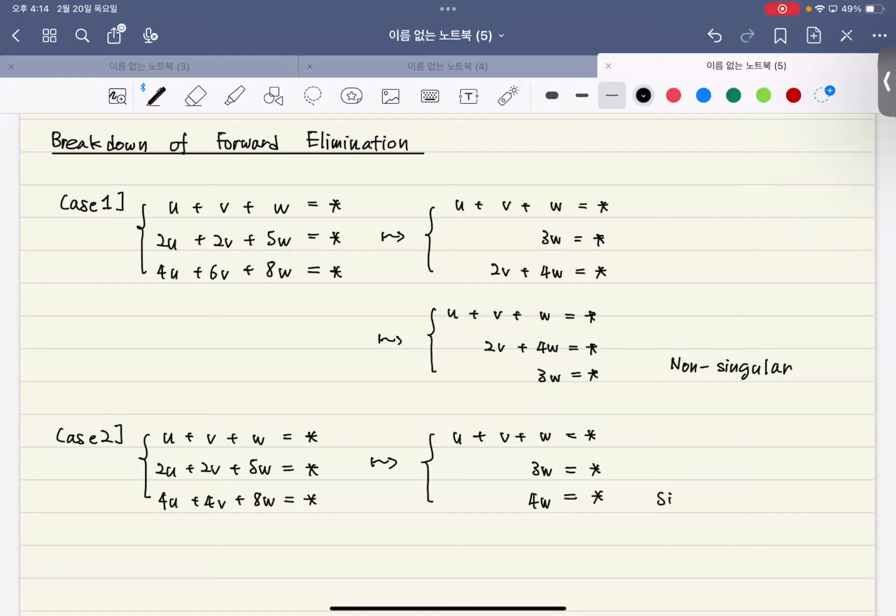So this is a singular case. By singular case, I mean you are not able to get n pivots from the system. So this is no n pivots. We will turn to this case later, maybe in the next couple of weeks. All right, but that is that.